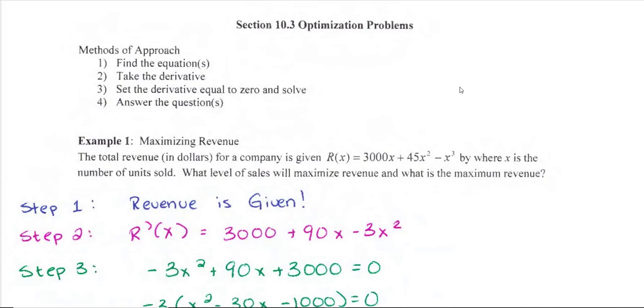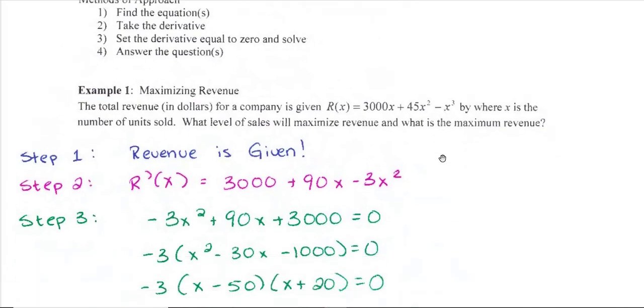Your method of approach, the first thing you want to do is find the equation that you are trying to optimize. Are you trying to find the maximum profit? Then make sure you have your profit function. Are you trying to find the minimum cost? Then make sure you have your cost function. Once you have the function that you're trying to optimize, take the derivative, set the derivative equal to 0 and solve. That's going to give you your critical value. And then use that value to answer whatever the question is.